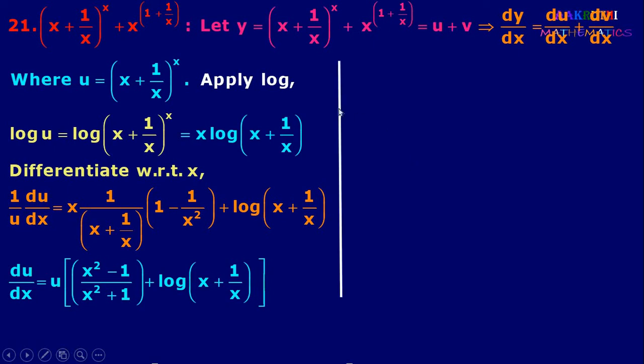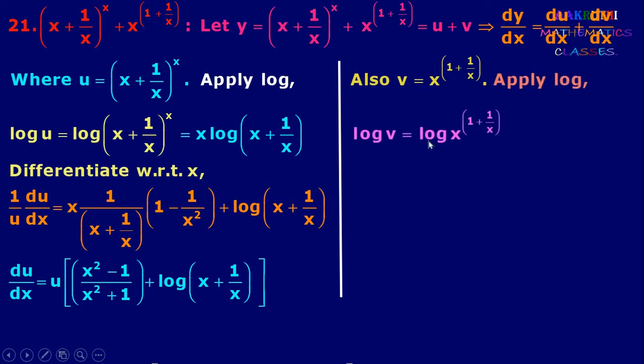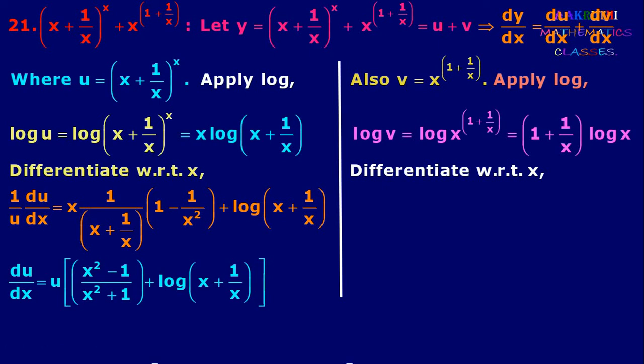Here v equal to x to the power (1 plus 1 by x). Now apply log on both sides. We get log v equal to log x to the power (1 plus 1 by x). Taking this power to coefficient, we get log v equal to (1 plus 1 by x) into log x. Differentiate with respect to x, we get log v differentiation is 1 by v into dv by dx. And here (1 plus 1 by x) into log x, it is UV rule.